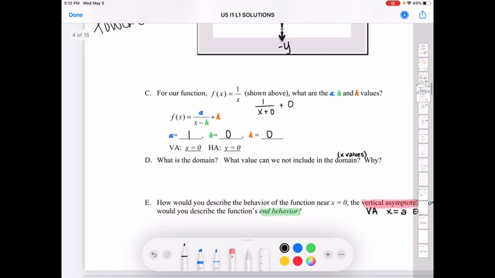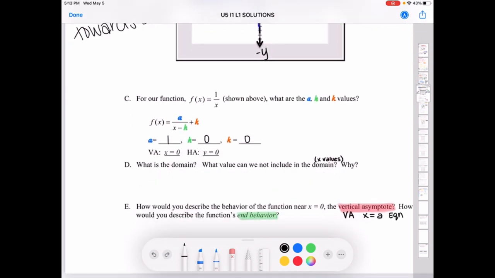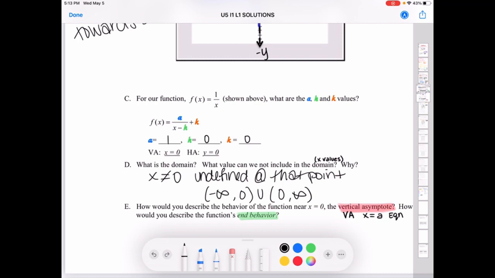All right? We already know our vertical and horizontal asymptotes, and now we're being asked about the domain. So the domain is the x values, and it's asking, well, what isn't included? Well, x is not equal to 0 because it's undefined at that point. We can't include it. If I were to put this into interval notation, I would say from negative infinity to 0, union 0 to infinity. So that's going to tell me that it's not inclusive of 0 because that's a parenthesis and not a bracket.